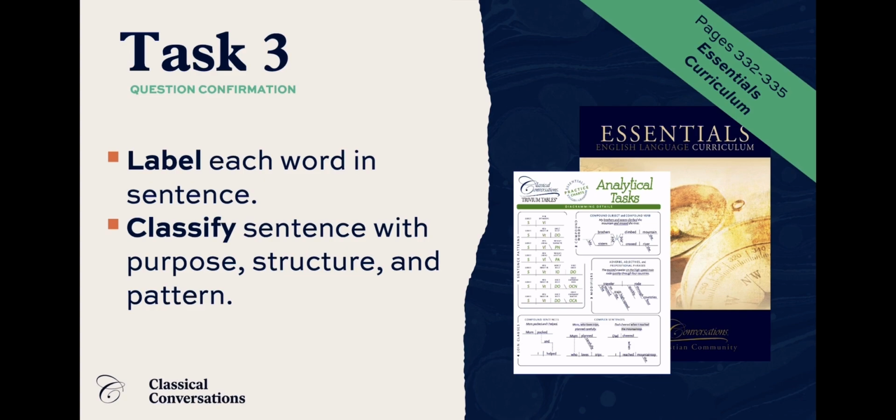The model sentence is, Trey likes apples, but Lily prefers oranges. On pages 332 through 335 of the Essentials curriculum, this sample sentence is examined and parsed through all 6 analytical tasks.